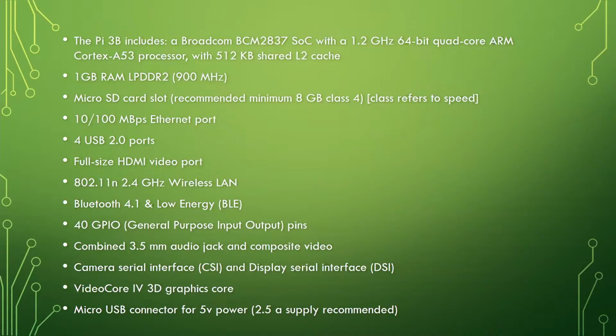There are 40 GPIO pins, much like the Arduino. There's a 3.5 millimeter jack that can output audio and or composite video. There's a digital camera serial interface and a display serial interface and a built-in graphics processor, all on this small board, powered through a micro USB connector. They recommend 2.5 amps. Now you might have an old cell phone charger with a micro USB connector that you could use if you want, although it may not provide 2.5 amps, but it might work fine for you.